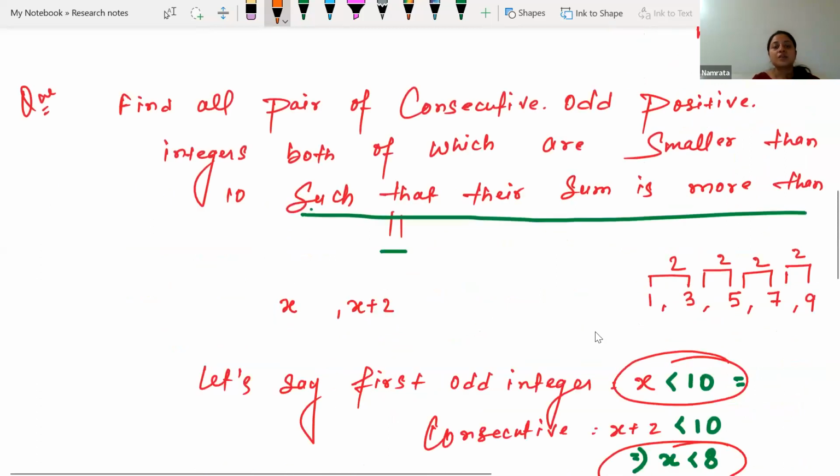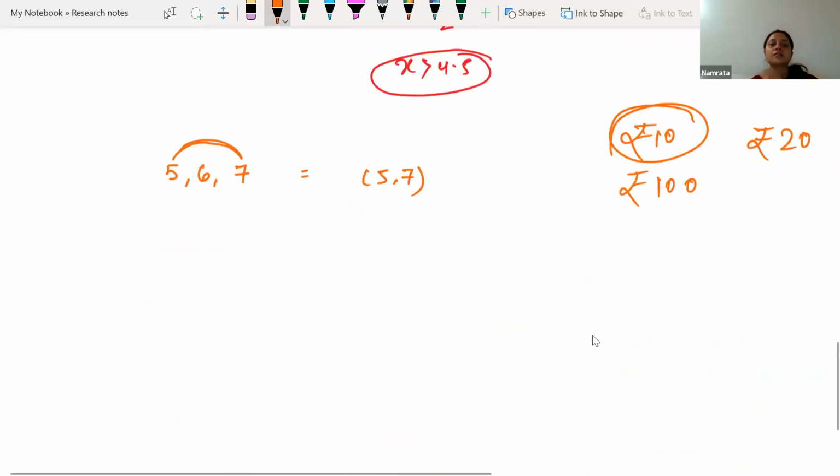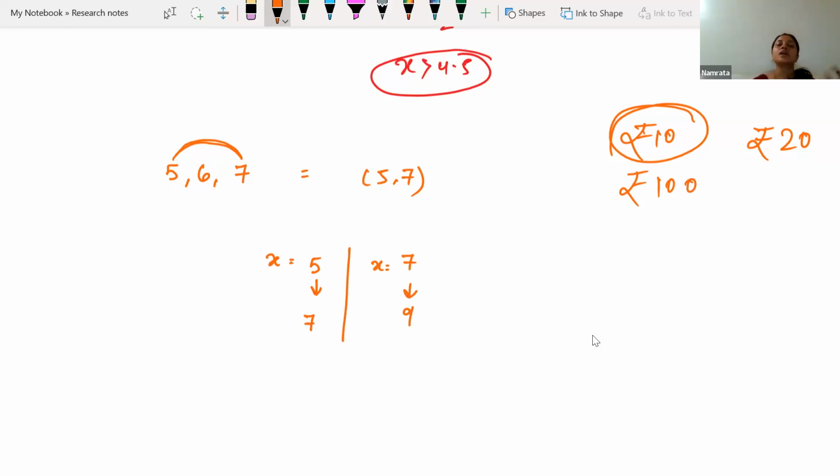So we are getting x in between, and this x value can be 5, and x value can be 7. But one thing we need to be careful about in this question is that we are talking about consecutive odd pairs. When x is 5, the consecutive odd number will be 7. When x is 7, the consecutive odd number will be 9. Yes or no? We are getting two values of x, and for each value we have to calculate the y value also. Are you getting it? Yes, ma'am.